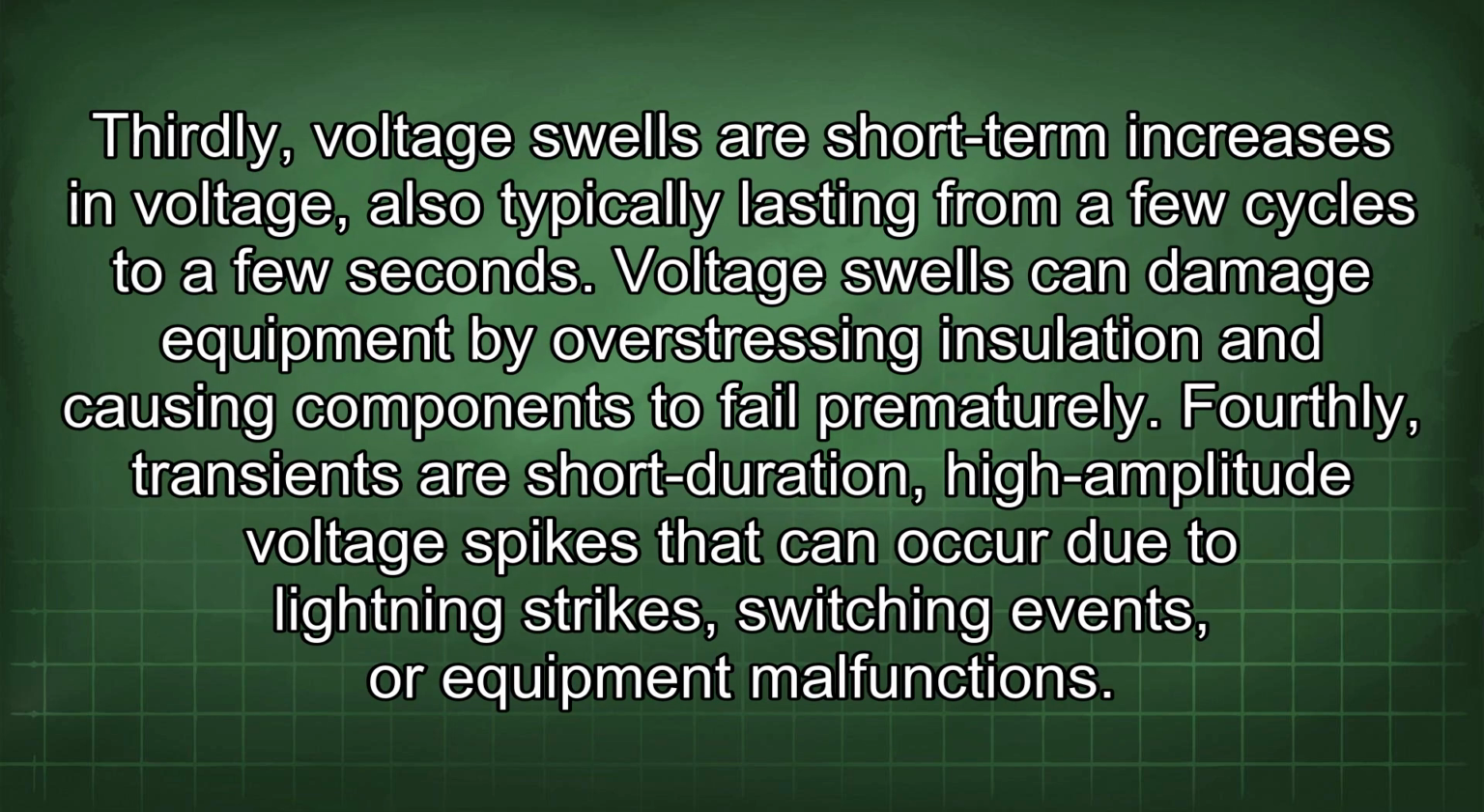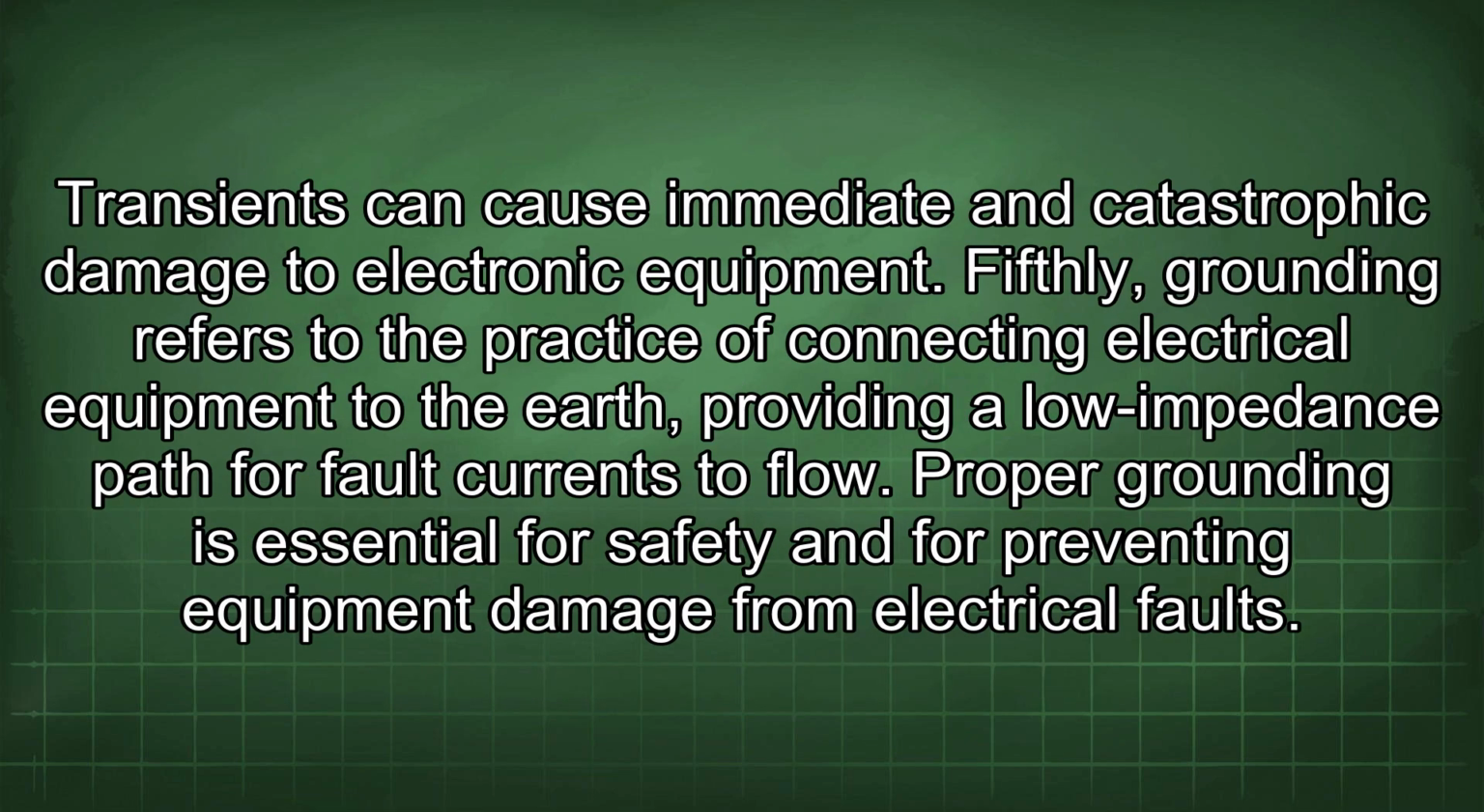Thirdly, voltage swells are short-term increases in voltage, also typically lasting from a few cycles to a few seconds. Voltage swells can damage equipment by overstressing insulation and causing components to fail prematurely. Fourthly, transients are short-duration, high-amplitude voltage spikes that can occur due to lightning strikes, switching events, or equipment malfunctions. Transients can cause immediate and catastrophic damage to electronic equipment.